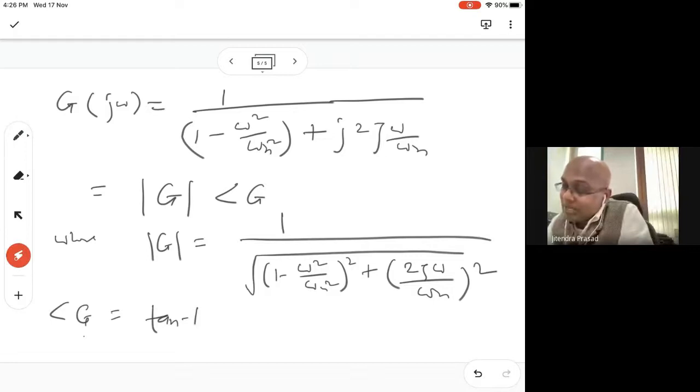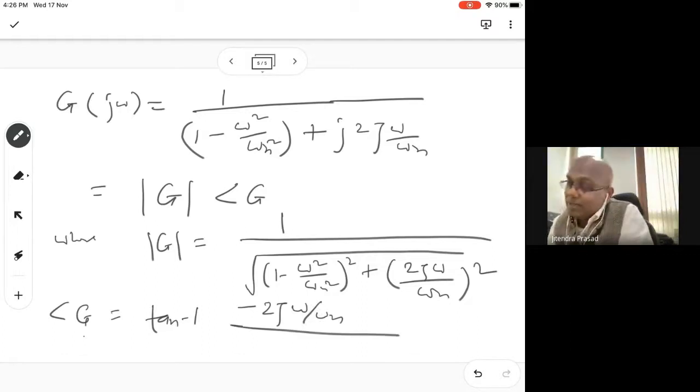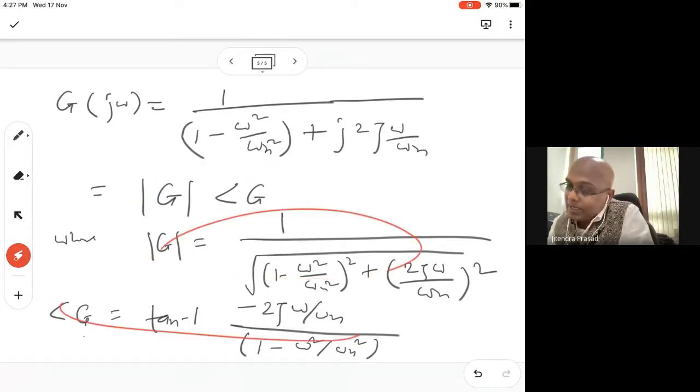You do the same thing. What are you going to do? You multiply here with the conjugate of this, so that this is minus j 2 zeta omega over omega n divided by, here it will be a square and this will also be a square. So finally this will be equal to minus 2 zeta omega over omega n divided by 1 minus omega square over omega n square. So this will be the angle.